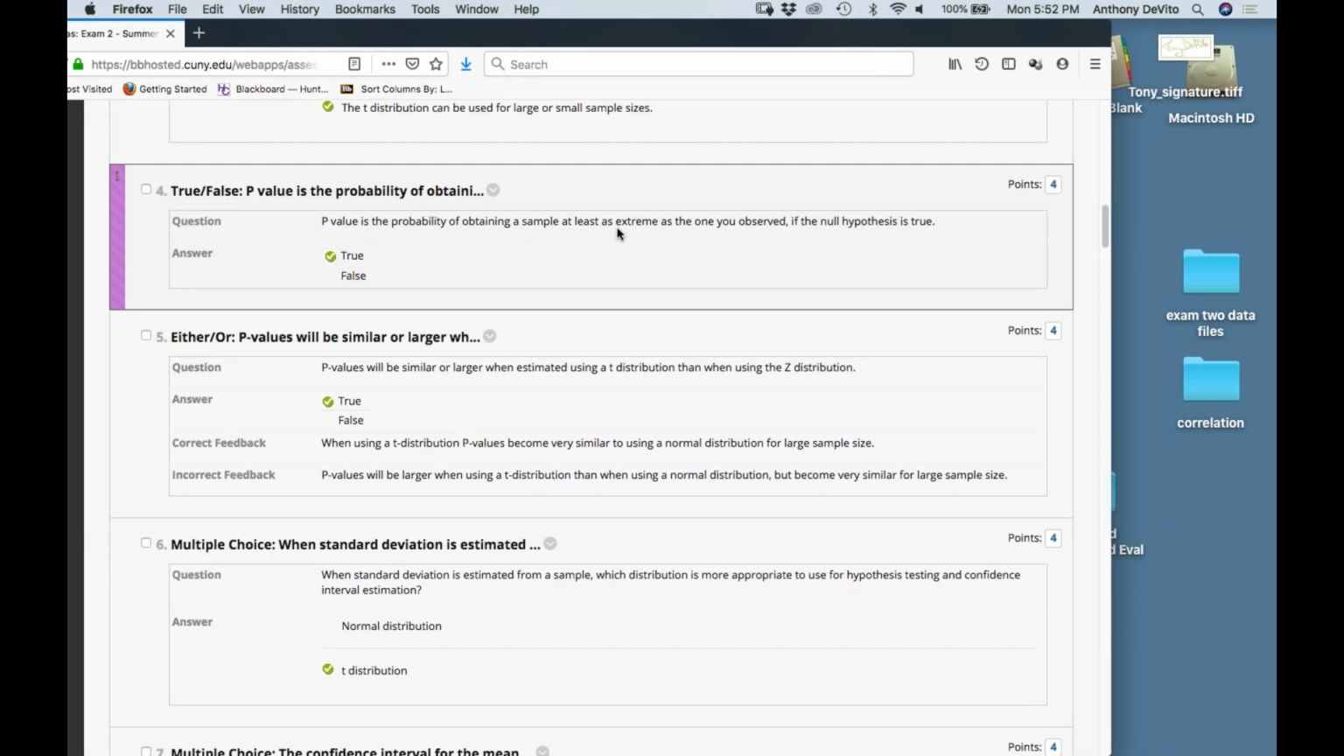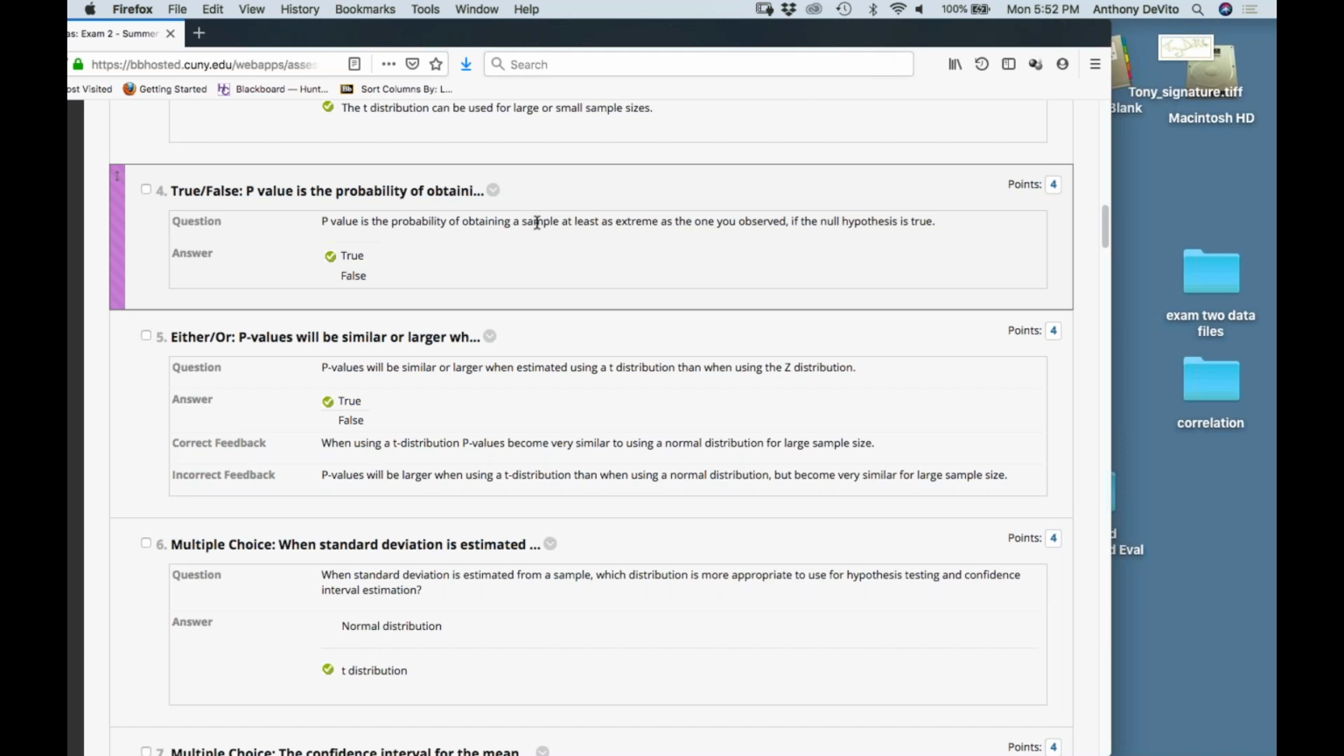The p-value is the probability of obtaining a sample at least as extreme as the one you observed if the null hypothesis is true. And that's exactly right. The significance or p-value that you get from SPSS is the probability that you would get that big a difference between the value you would expect and the sample that you got. It's the probability you would get that extreme a value if the null hypothesis were true. In other words, your sample is drawn from the same population as the number that you're comparing it to. So that is true. That's what the p-value represents.